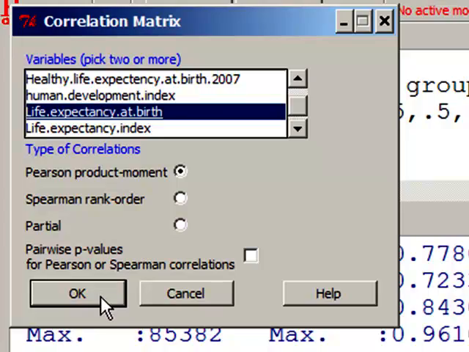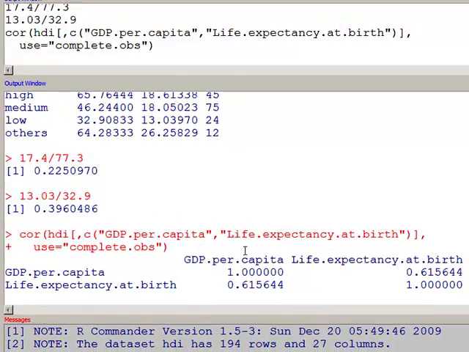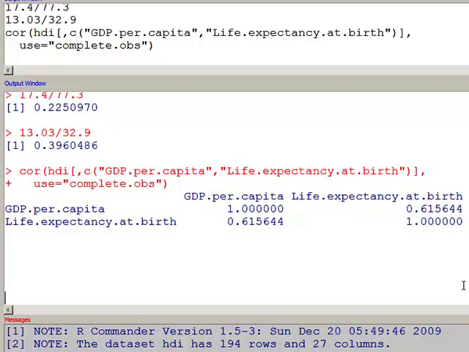Once I have selected these two, I press OK, and I get this matrix right here where you see the correlation between life expectancy at birth and GDP per capita is 0.615, and this is symmetrical. So what you see here, you will get the same value up here as well.